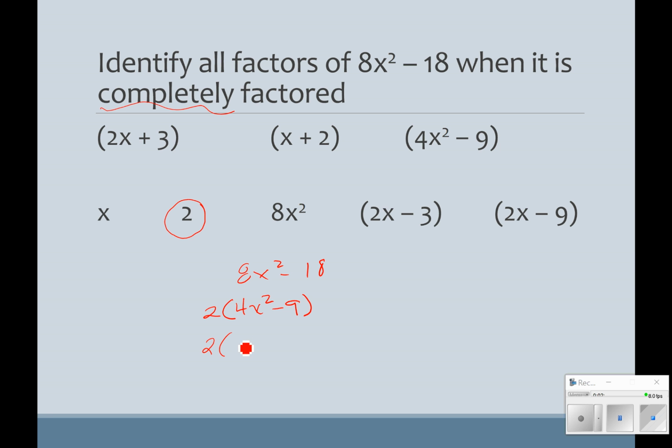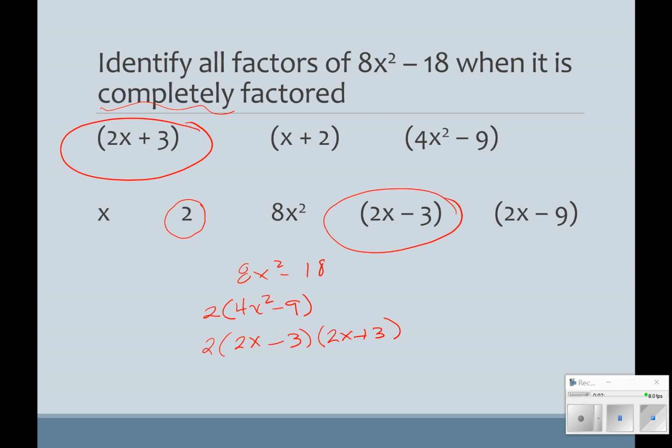So the square root of 4x squared is 2x, and the square root of 9 is 3. So remember, 2x minus 3 and 2x plus 3. So those 3 right here are my factors. We don't include this because while it's a factor, if we just pull out the common factor, it's not completely factored, so it needs to be factored all the way.